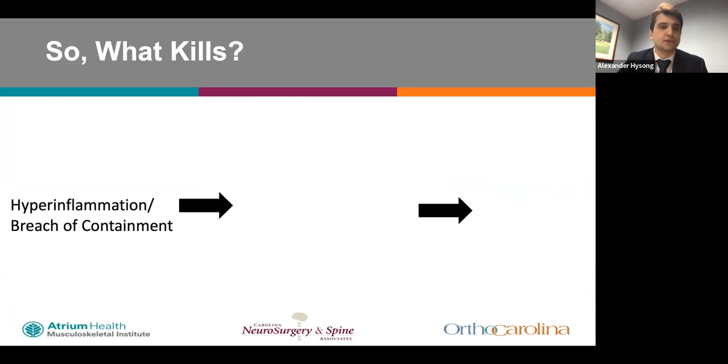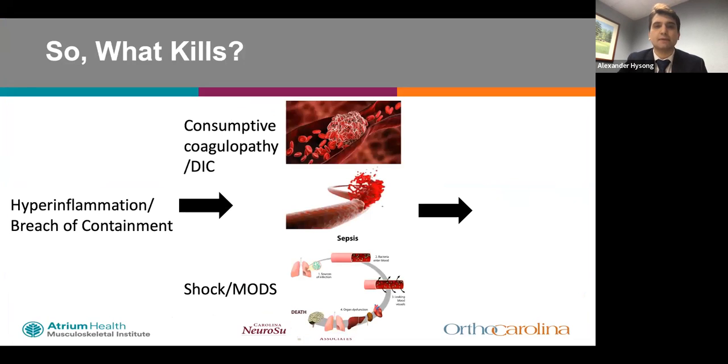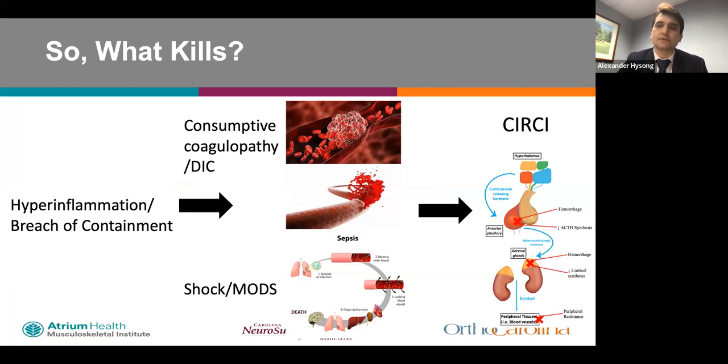So what kills you? Well, I just alluded to it. Hyperinflammation and a breach in containment leads to consumptive coagulopathy and DIC. Hyperinflammation also leads to shock and multi-organ dysfunction. And in some cases, these two conditions combine, and this isn't always what occurs in these patients, but you can see what's termed CIRCI or critical illness-related corticosteroid insufficiency. And this is a state where the hypothalamic adrenal axis is disrupted through multiple mechanisms. And you actually have patients that either aren't producing enough or aren't responding to cortisol or ACTH, and you get vasopressor resistant or refractory shock.